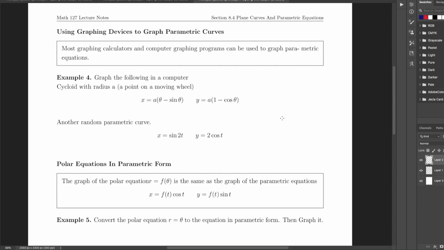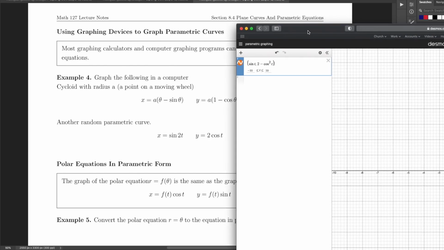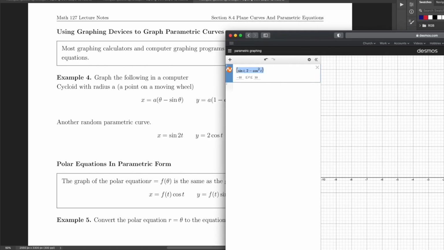Alright. So let's go ahead and use Desmos for these, alright? And so here we have Desmos. So let's type in the first one. So let's just do our random one first.